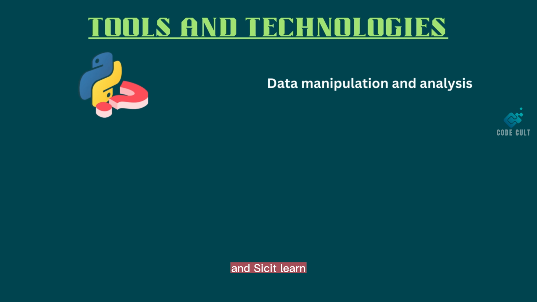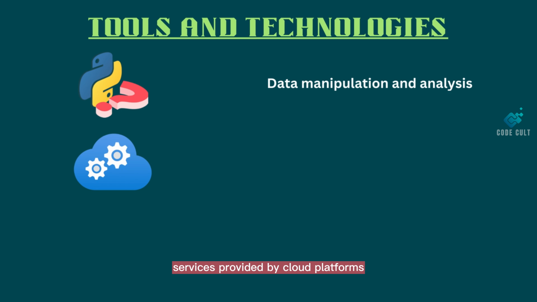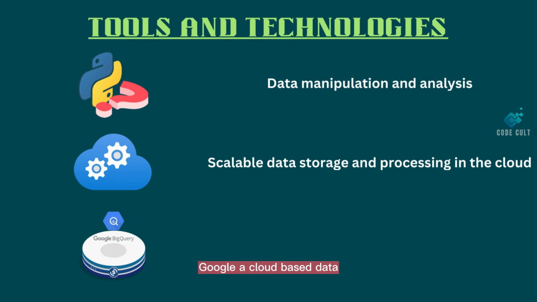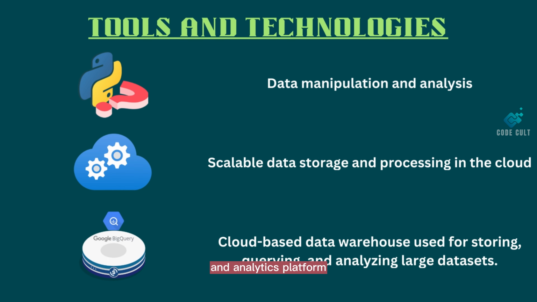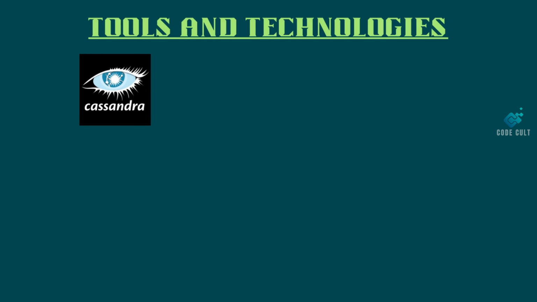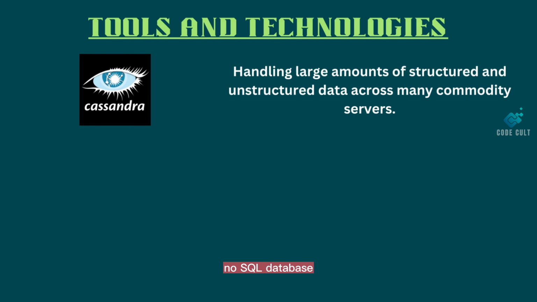and scikit-learn. Cloud services, services provided by cloud platforms such as Amazon Web Services, AWS, Microsoft Azure, and Google Cloud Platform, GCP, for storing, processing, and analyzing data. Google BigQuery, a cloud-based data warehousing and analytics platform used to process and analyze large datasets. Apache Cassandra, a distributed NoSQL database management system designed for handling large amounts of data across multiple servers.